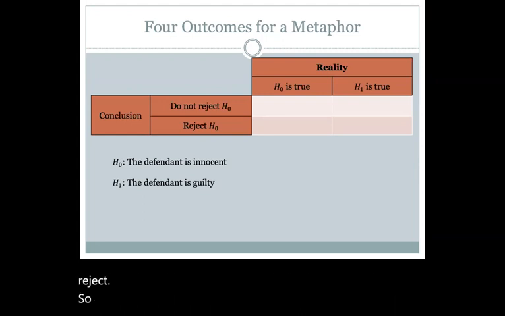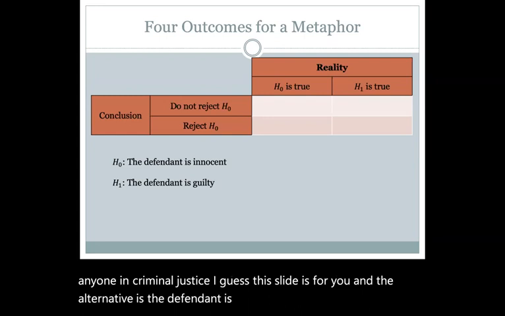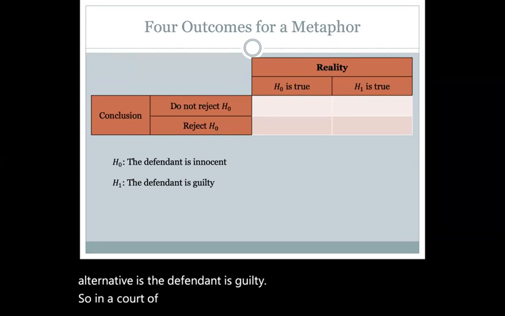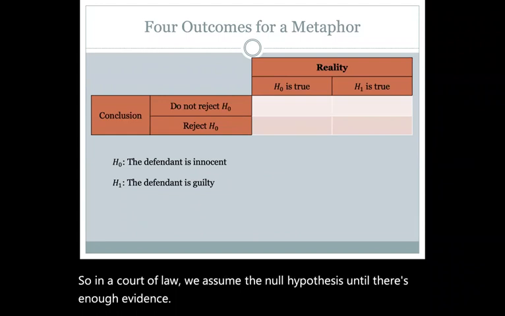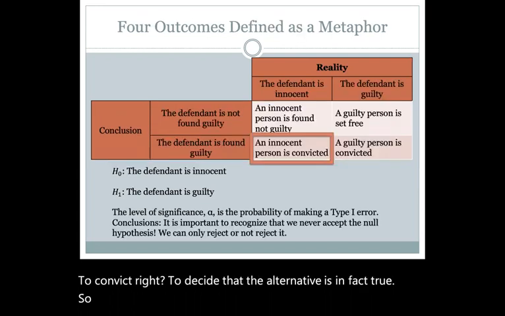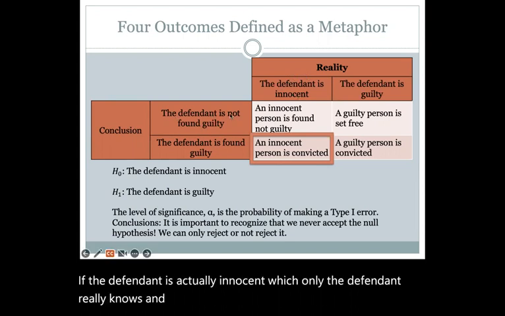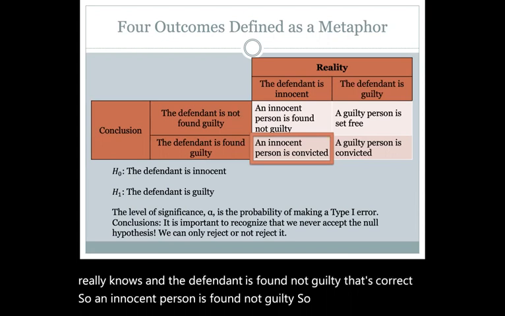So let's use the null hypothesis is innocent until proven guilty. So anyone in criminal justice, I guess this slide is for you. And the alternative is the defendant is guilty. So in a court of law, we assume the null hypothesis until there's enough evidence to convict, right? To decide that the alternative is in fact true. So let's look at some errors here. So if the defendant is actually innocent, which only the defendant really knows, and the defendant is found not guilty, that's correct. So an innocent person is found not guilty, so they get to go free.